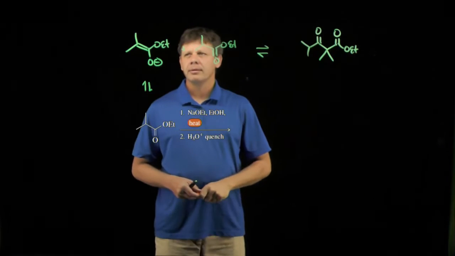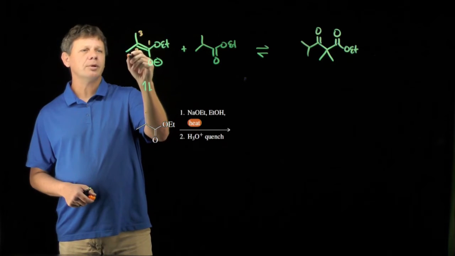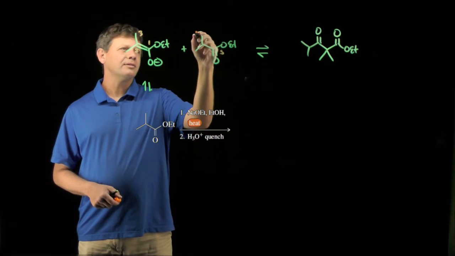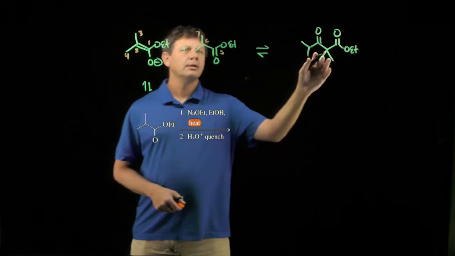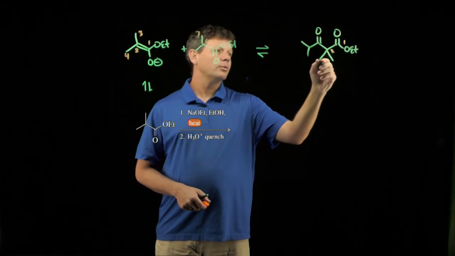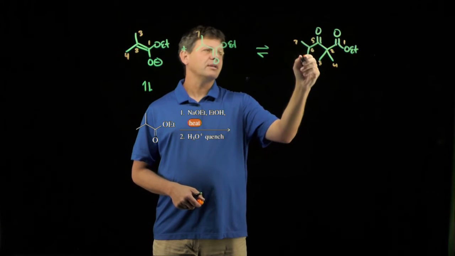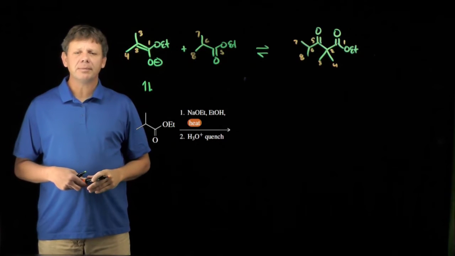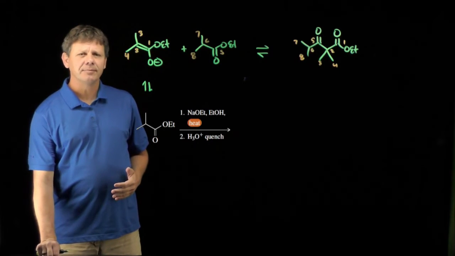Now, we would probably want to number our carbons to make sure we have this right. So 1, 2, 3, 4. We'll call this 5, 6, 7, 8. We're making a new bond between 2 and 5. So let's see, 1, 2, 3, 4, 5, 6, 7, 8. The numbering works out. So this could conceivably be the Claisen product because it is a beta keto ester.